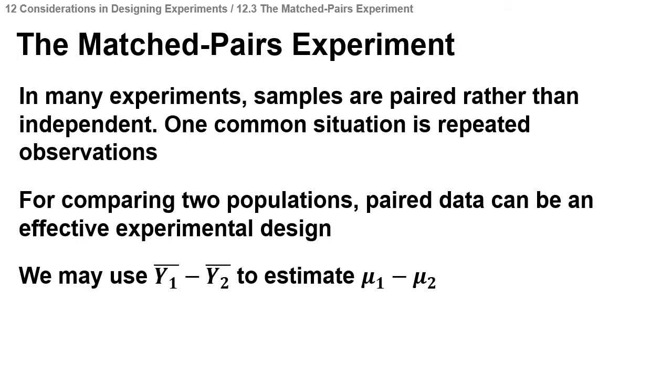Chapter 12.3 is about the matched pair experiment. In many experiments, samples are paired rather than independent. One common situation is repeated observations. Why is this common? Because of the expense. When we are comparing a mean difference, here's group A and here's group B, let's say treatment A and treatment B. It would be good to have independent samples: independent samples of n1, independent samples of n2. However, it's all about expense.